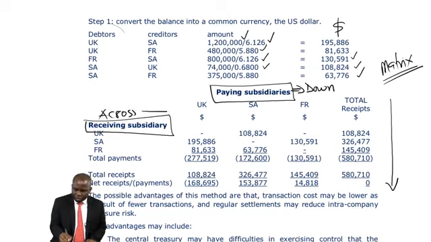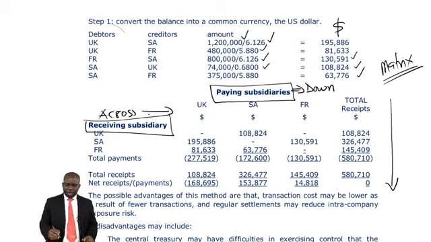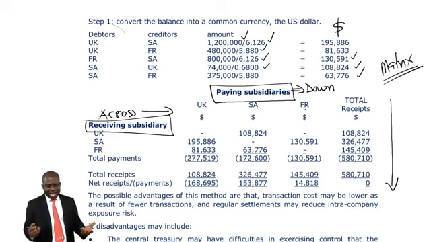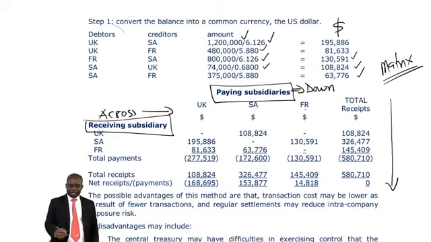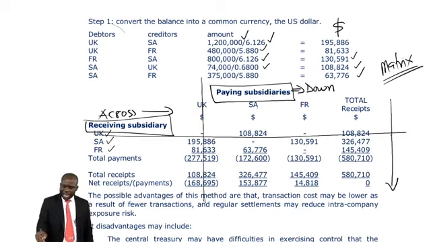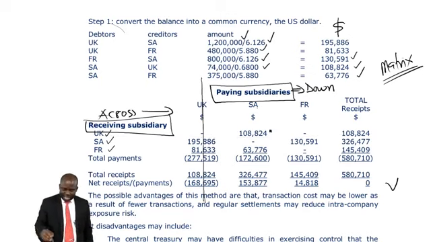So across means this way. If I do UK, South Africa, and France, those are the three companies involved. The same way I come and do UK, South Africa, and France. So when I read down here like this, it means UK is paying. When I read across like this, it means UK is what? Receiving. So that is the argument.